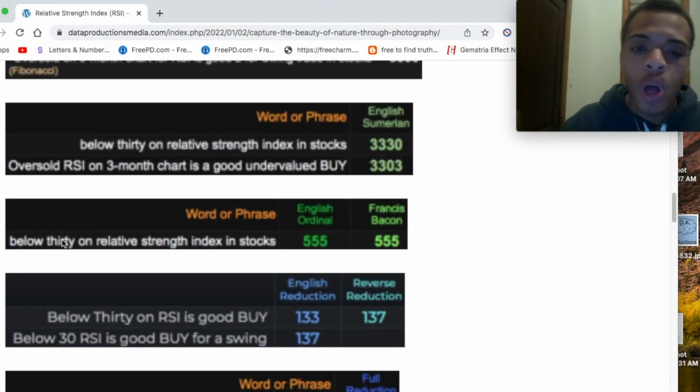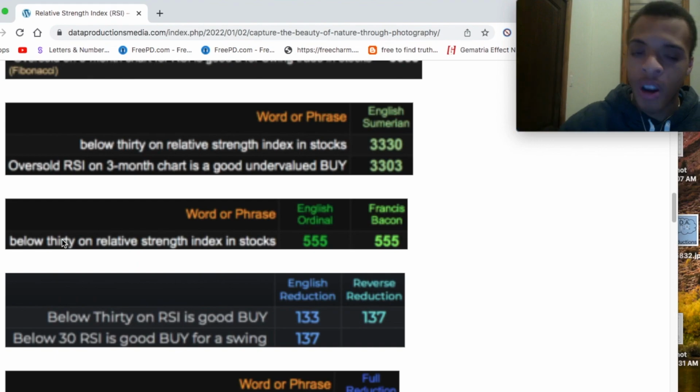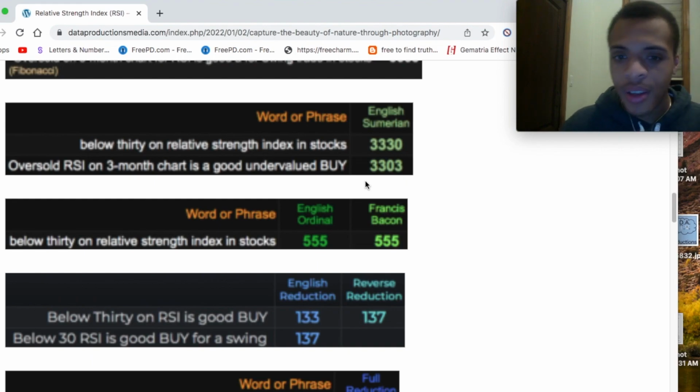Below 30 on relative strength index in stocks. 3,330 in English Sumerian. That's with below 30 spelled out. Oversold RSI on 3-month chart is a good undervalued buy. 3,303 in English Sumerian. So you have those 333s in there. You love to see it.